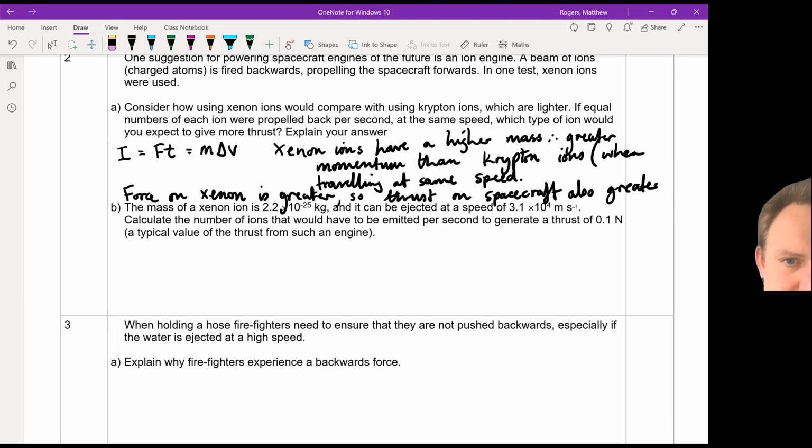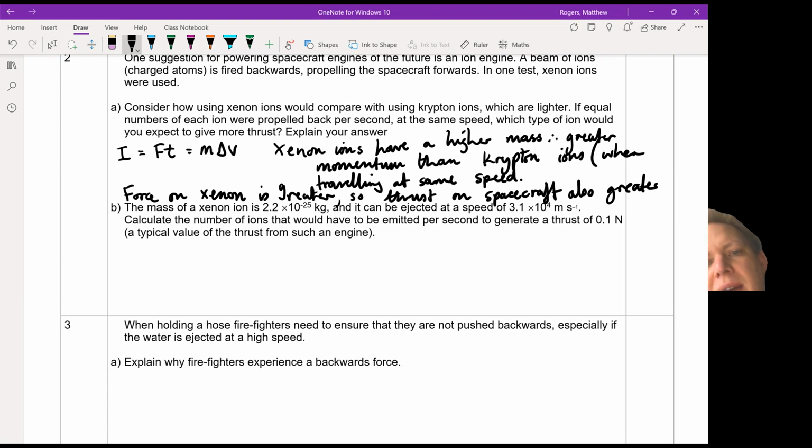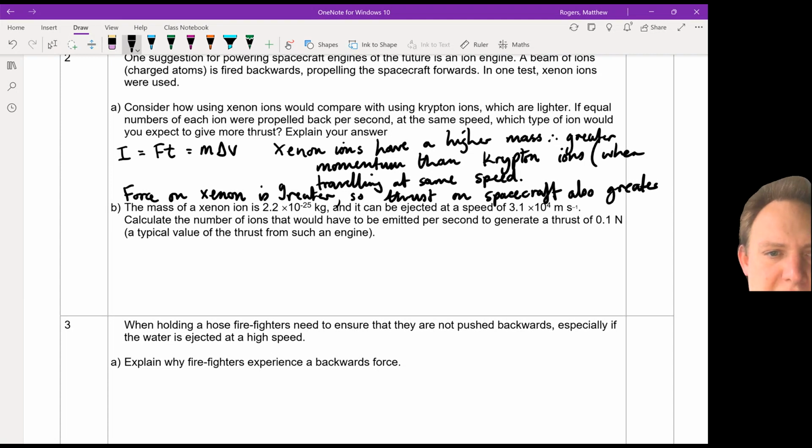Part B, let's get rid of that G so I can see the question. The mass of a xenon ion is 2.2 times 10 to the minus 25 kilograms, and it can be ejected at a speed of 3.1 times 10 to the 4 meters per second. Calculate the number of ions that would have to be emitted per second to generate a thrust of 0.1 newtons, a typical value for the thrust from such an engine.